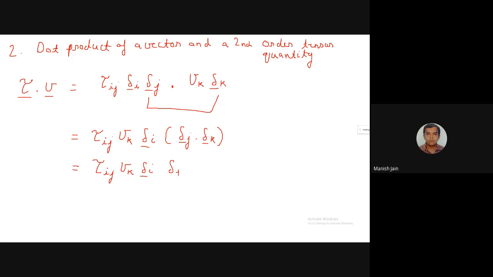So you will take the dot product between these two unit vectors, del j and del k. You will get tau ij vk, del i will remain as it is. Here you have the Kronecker delta jk, and this will equal 1 when you have j equal to k. So I am replacing k with j. You have both options: either you can replace j with k or you can replace k with j. So I am replacing k with j, and you will get tau ij vj del i.